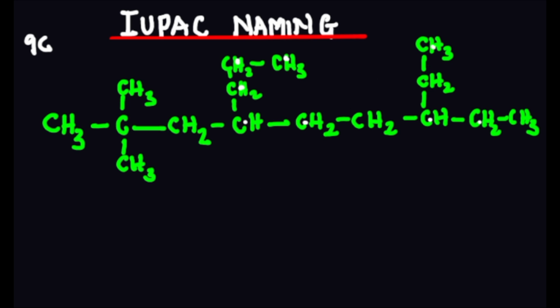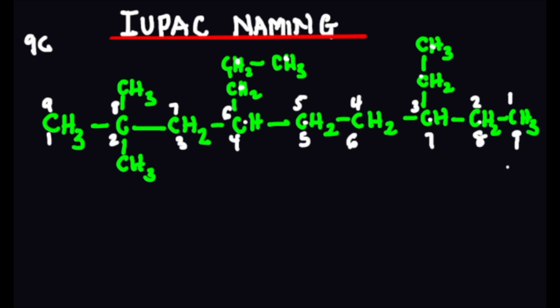even including this side, 1, 2, 3, 4, 5, 6, 7, 8, 9. Whichever way we try to count, the carbon atom here is actually what? 9, right? So I prefer counting from this side. 1, 2, 3, 4, 5, 6, 7, 8, 9. And let's go backward. 1, 2, 3, 4, 5, 6, 7, 8, 9.